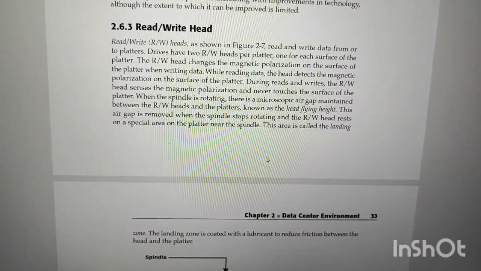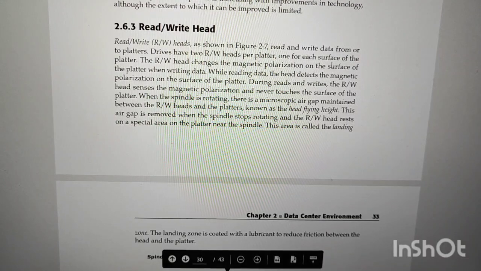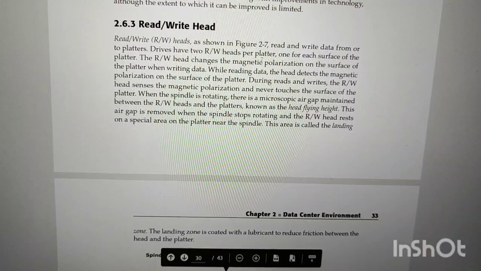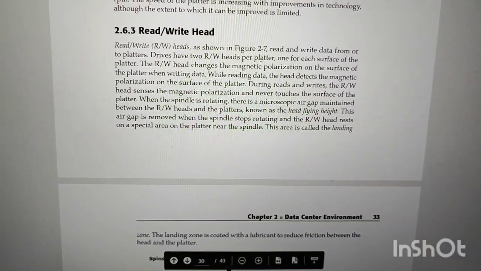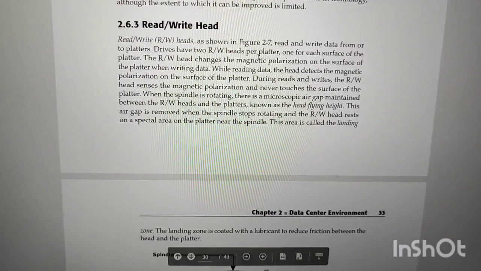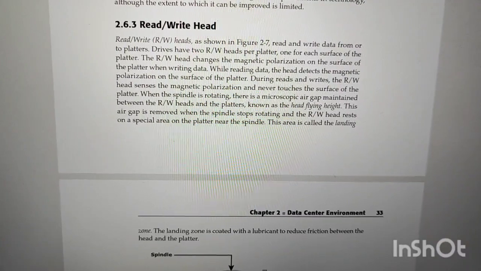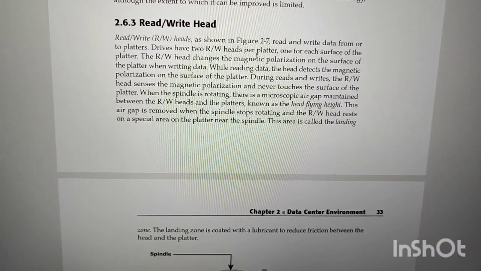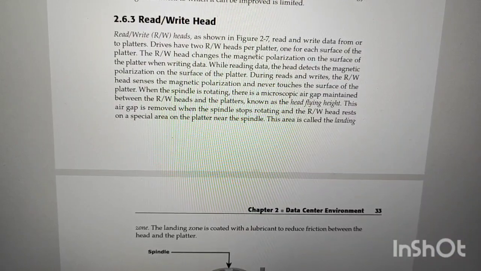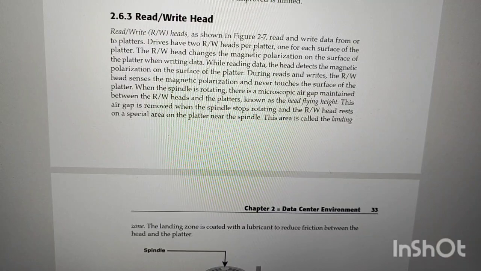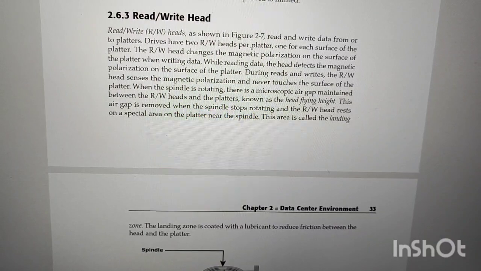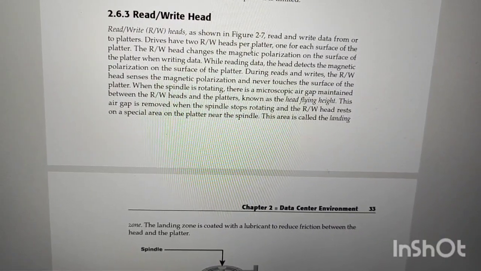So you have your read write head, as shown. It reads and writes from the platter. The drives have two read write heads per platter. The read write head changes the magnetic polarization on the surface of the platter when it is writing data. While reading, the head detects the magnetic polarization from the surface of the platter and reads the data. So the read write head senses the magnetic polarization and never touches the surface of the platter. It is always flying above it.